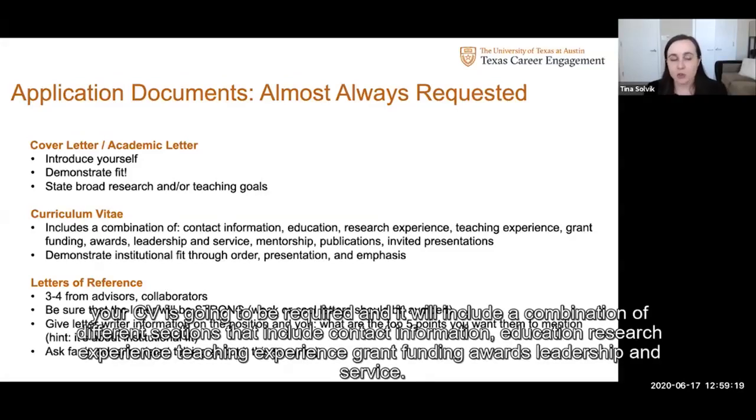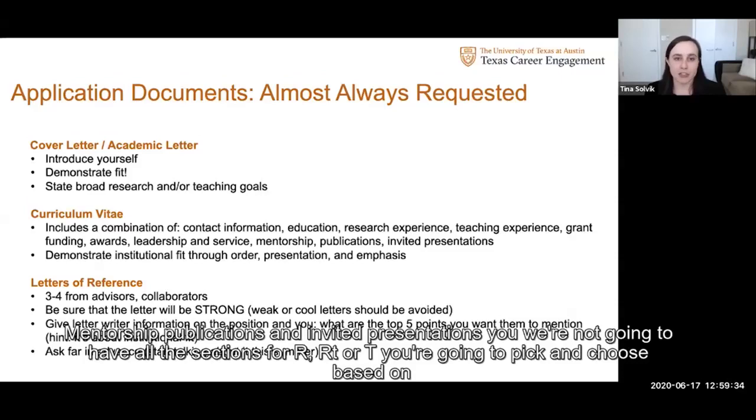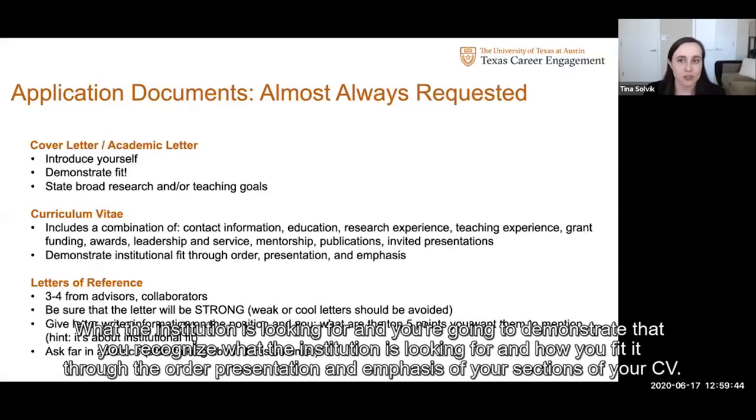Your CV is going to be required, and it will include a combination of different sections that can include contact information, education, research experience, teaching experience, grant funding, awards, leadership and service, mentorship, publications, and invited presentations. You are not going to have all of those sections. For R, RT, or T, you're going to pick and choose based on what the institution is looking for. And you're going to demonstrate that you recognize what the institution is looking for and how you fit it through the order, presentation, and emphasis of your sections of your CV.